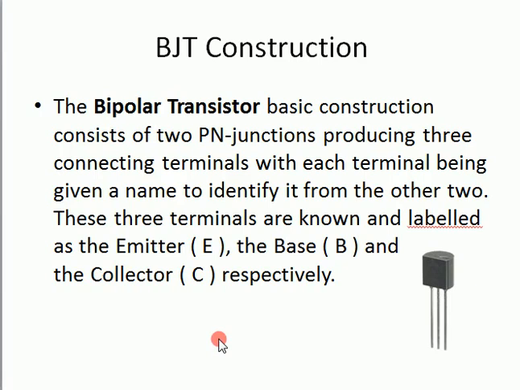So the bipolar transistor, in its basic construction, consists of two PN junctions producing three connecting terminals, with each terminal being given a name to identify it from the other two. These three terminals are known and labeled as emitter, base, and collector respectively.